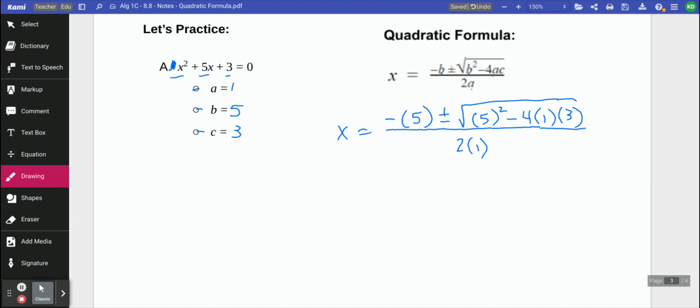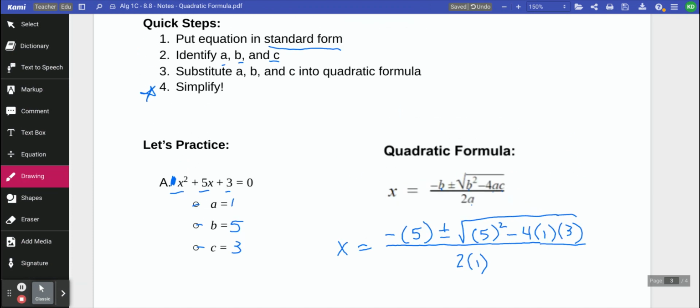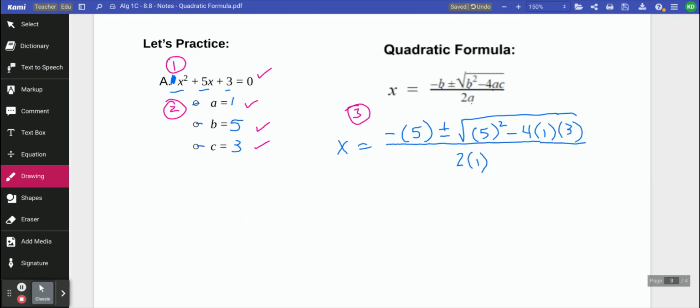So now we're simplifying, right? That was really the first 3 steps, right? It's in standard form. We identified our A, B, and C. That's steps 1 and 2. And then I just substituted it into our quadratic formula. That was steps 1, 2, and 3. Step 4 is going to be the rest of this process, okay?